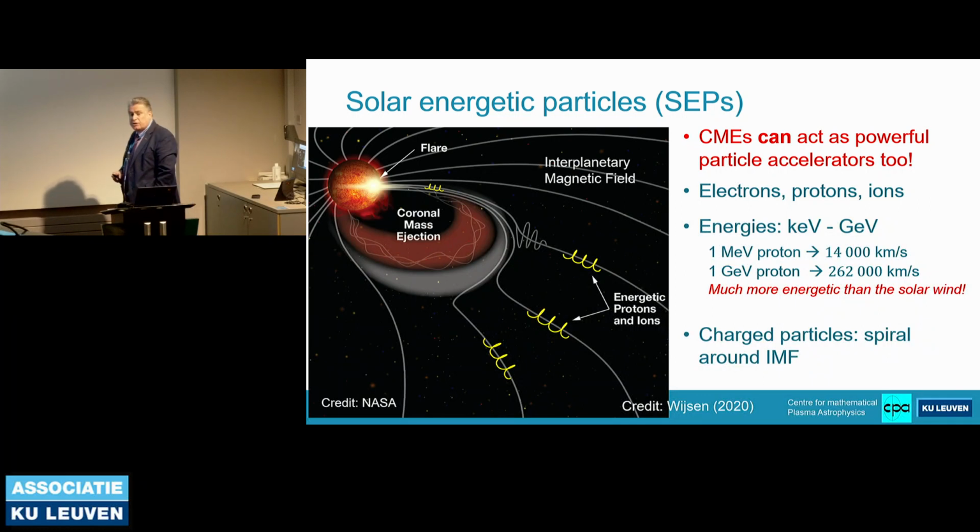These are charged particles, of course, so they feel the background magnetic field and make a spiral movement around the interplanetary magnetic field lines. That's why it is very important to know the magnetic connectivity between a satellite or the Earth and the surface of the sun, because if particles are accelerated and you know the connectivity, you can already predict if they are going to be dangerous for our technical equipment, yes or no.